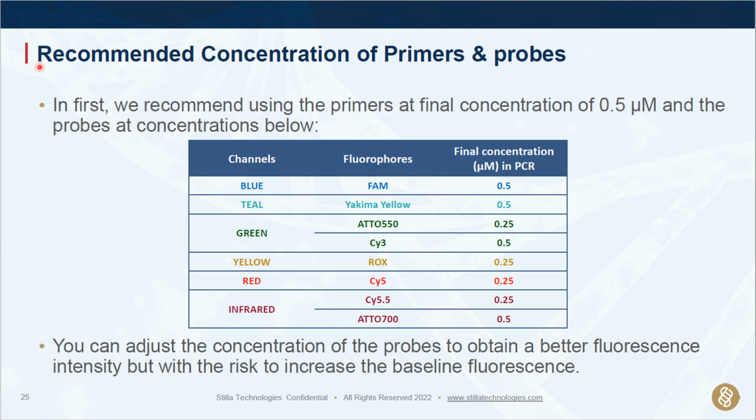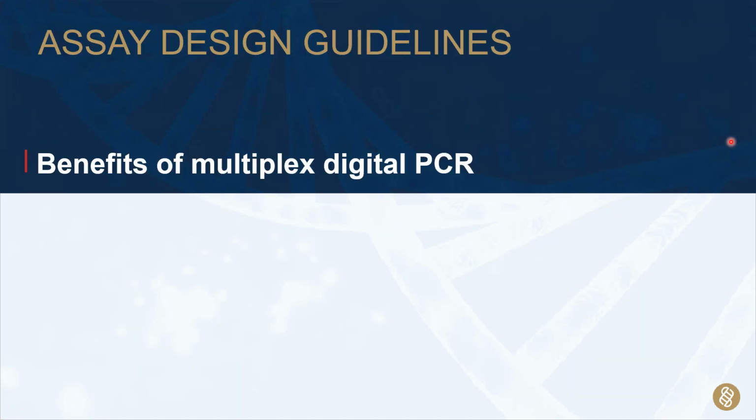Here is a look at the recommended concentration of the primers and probes we need to use with Crystal Digital PCR. First, we recommend using primers at a final concentration of 0.5 micromolar, and there are some exceptions for the probe concentrations. You can see here for the green at site 3, there are varying concentrations. So please take note of this before you design and start your Crystal Digital PCR assays.